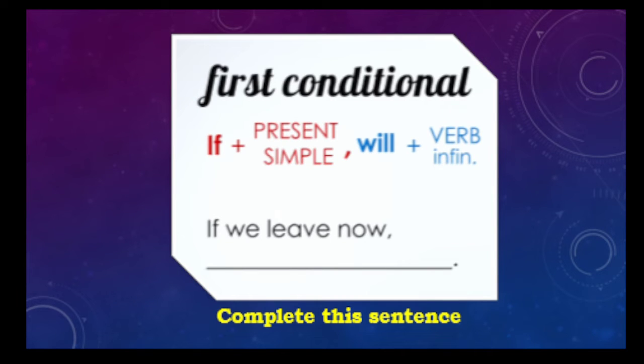So, first conditional, again, let's review the structure. In the if clause, you use the present simple tense of the verb or the S form and base form. And then in the result clause, you use will, can, and may plus the verb infinitive or the base form of the verb. Now, can you complete the sentence? If we leave now, what may happen? We will what? Okay. So think about it.